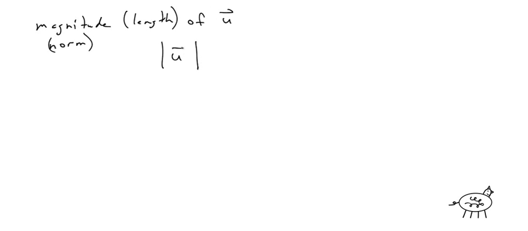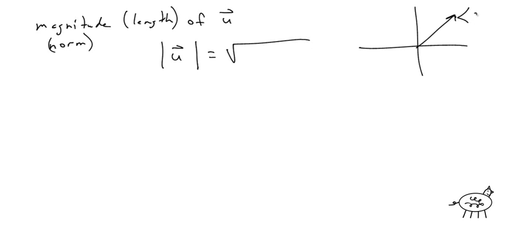The magnitude of u is equal to the square root of... I erased this, so I'll draw it back again. This is the vector a comma b, right? The magnitude of u is equal to the square root of a squared plus b squared. It's just the Pythagorean theorem; you're finding the hypotenuse.